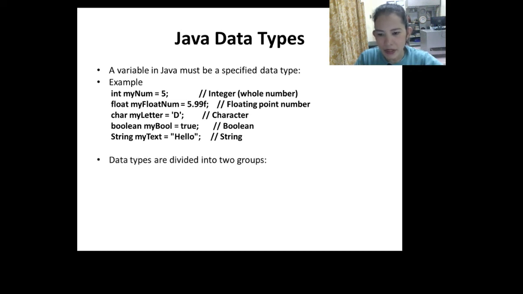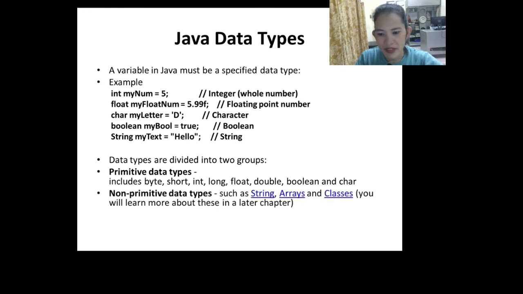Data types are divided into two groups. Primitive data types, those include byte, short, int, long, float, double, boolean, and char. Non-primitive data types, such as string, arrays, and classes. You will learn more about this in a later chapter.